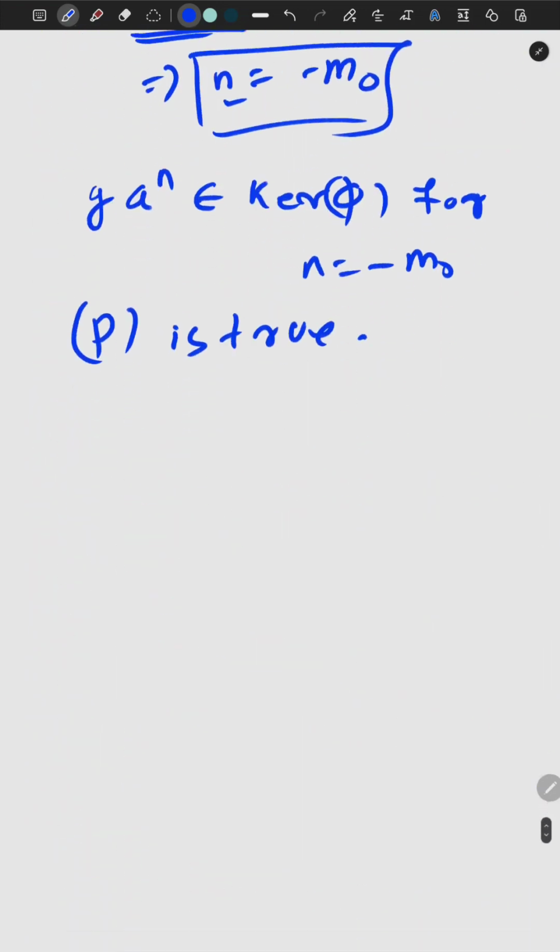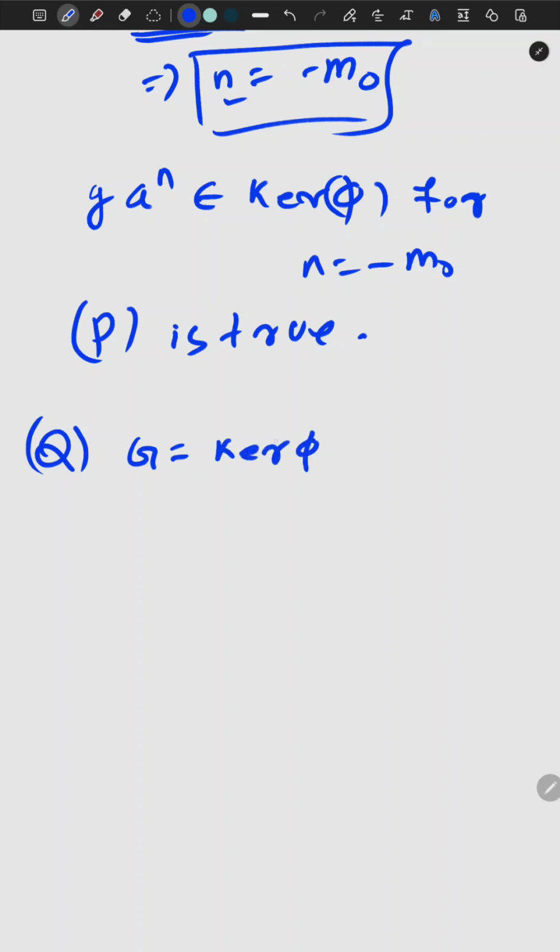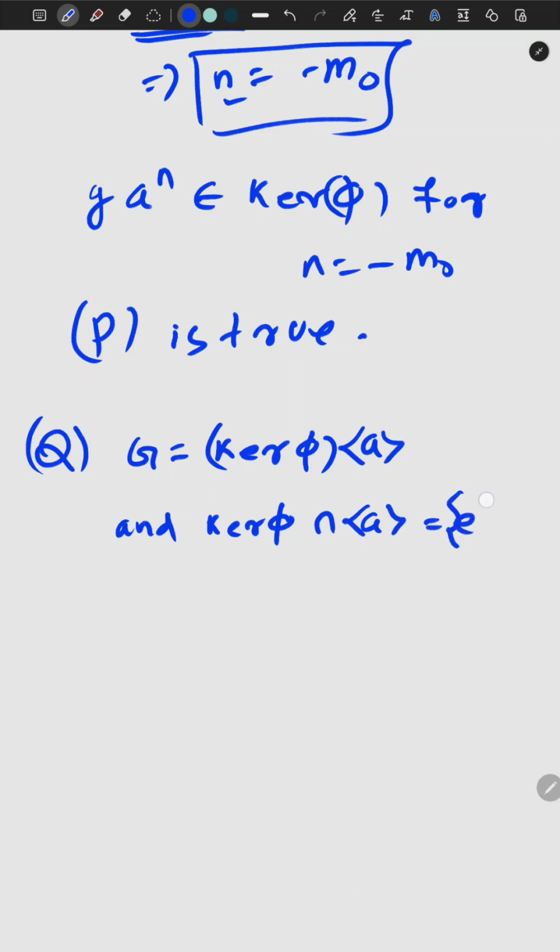What we have to show is that the statement Q is saying G is equal to kernel phi times the subgroup generated by A, and kernel phi intersection the subgroup generated by A equals identity. We have to show these two things, whether they are correct or not, we have to check it.